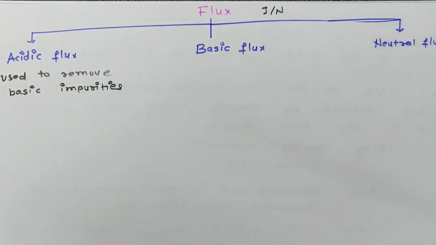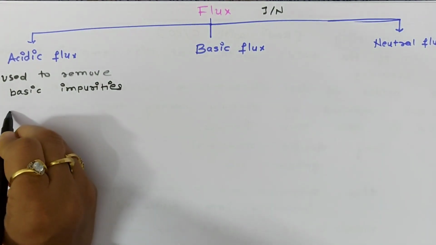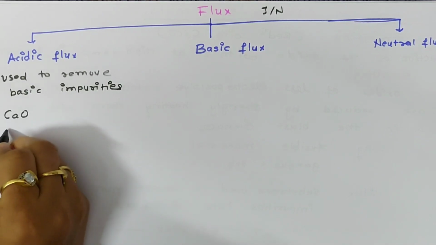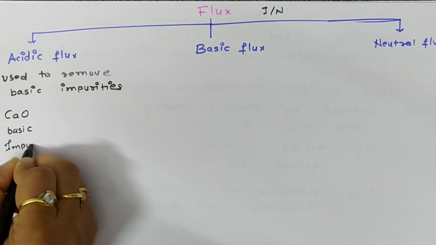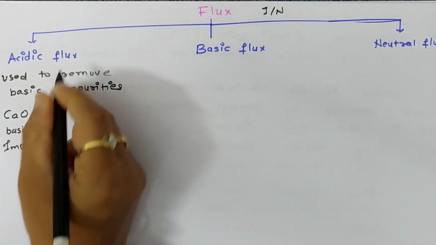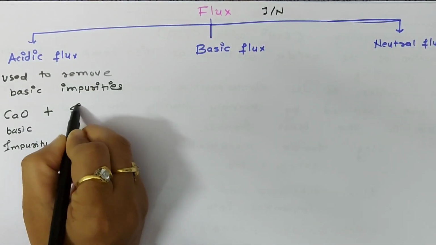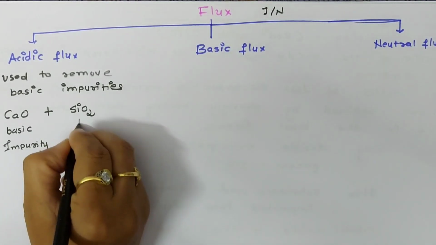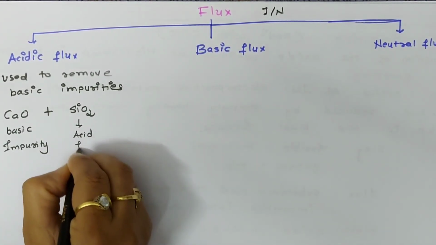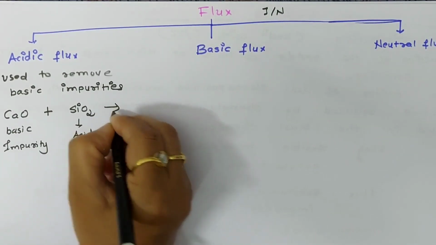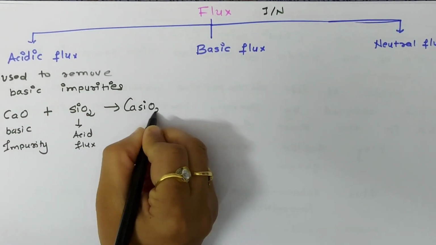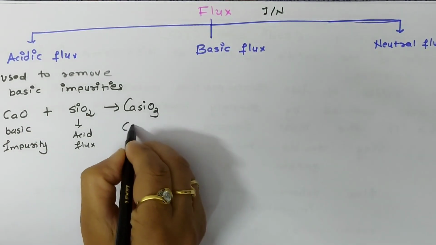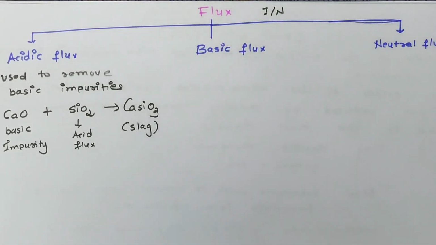let's understand by taking one example, such as you have calcium oxide as a basic impurity. So you have to use acidic flux such as silicon dioxide. This is acidic in nature and here it acts as a flux. And there is formation of calcium silicate, CaSiO3, calcium silicate slag. Okay? So you can remove the slag easily.